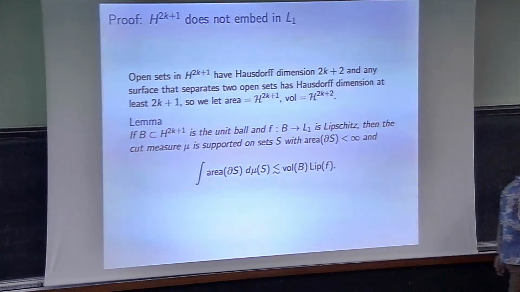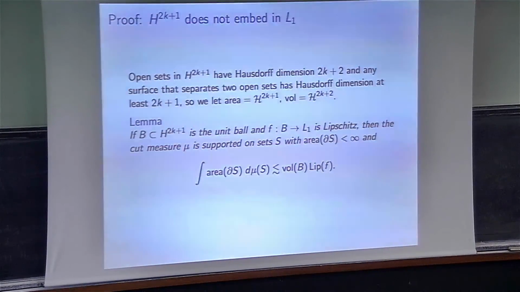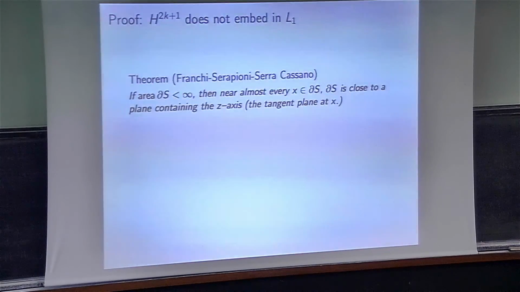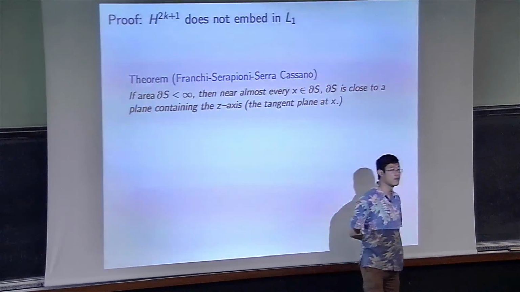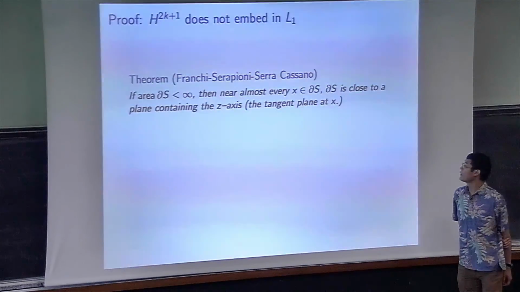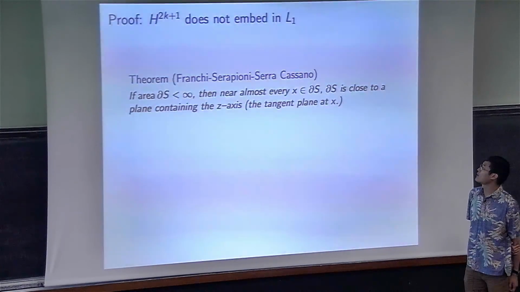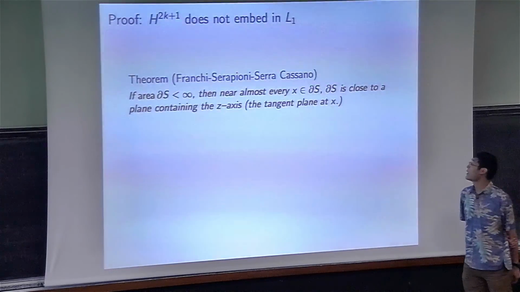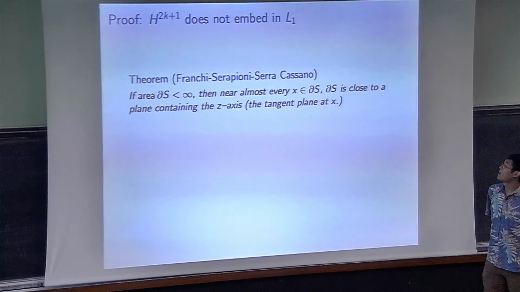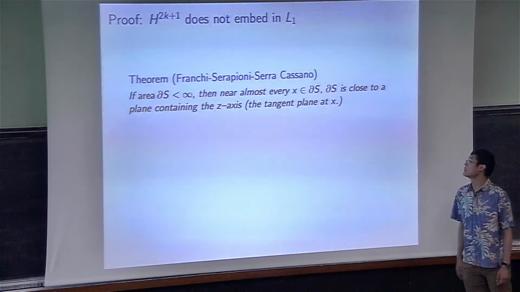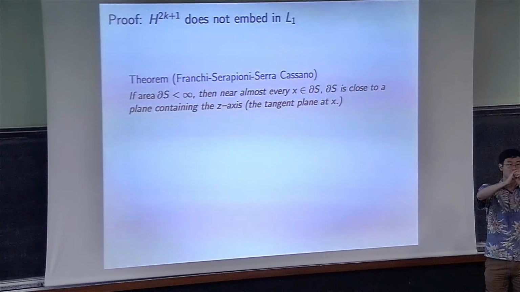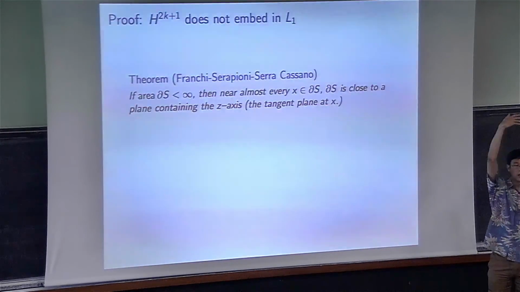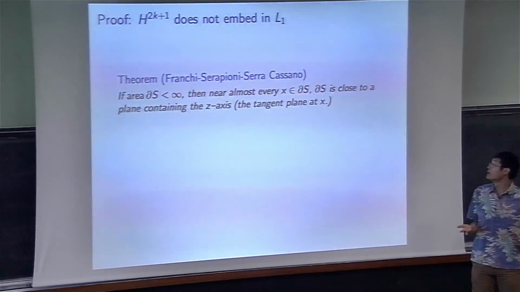And it turns out there's a fair bit of analysis done on sets like this. So for instance, Franchi, Serapioni, and Serra Cassano proved a rectifiability condition. They show that if S is a set whose boundary has finite area, then the boundary of S is what's called rectifiable. That is, near almost every point the boundary is close to a plane containing the z-axis. That is to say, if I take a point on the boundary and a sufficiently small ball around that point, and then I scale that ball up to the unit ball, I'm going to get something that gets closer and closer to a vertical plane.